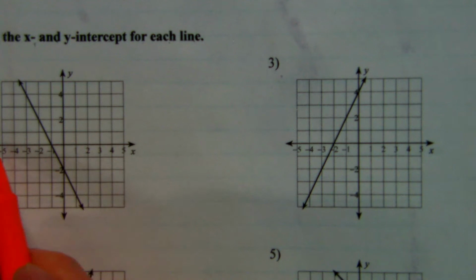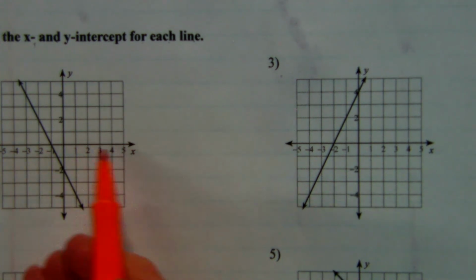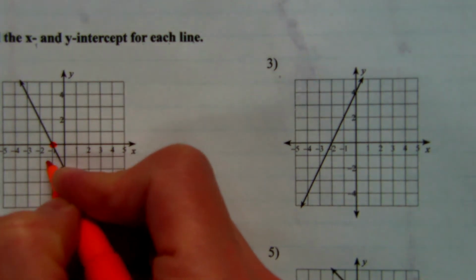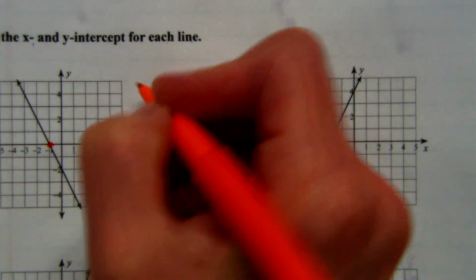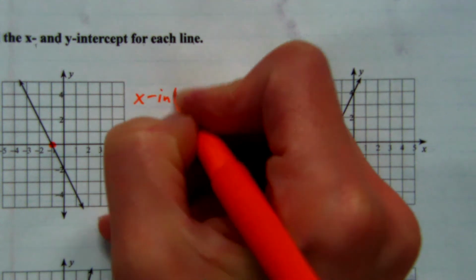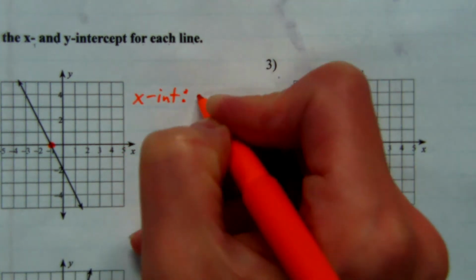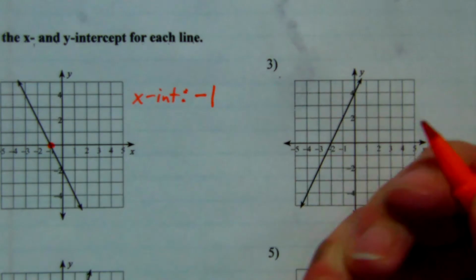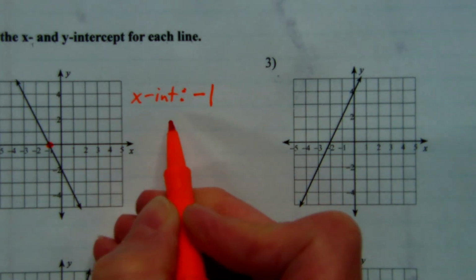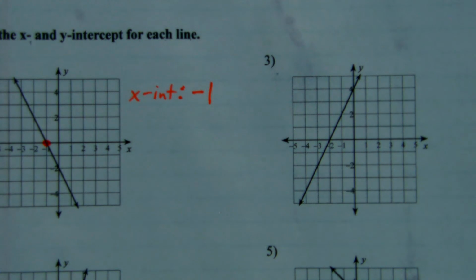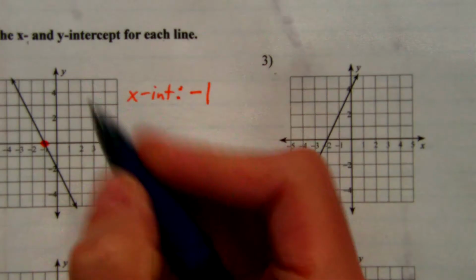So here's the x-axis. I'm looking for where the line crosses the x-axis. Oh, there it is. And it's right there at -1. So I would say that the x-intercept, I'm going to abbreviate it, is at -1. Okay? I'm going to color code this.